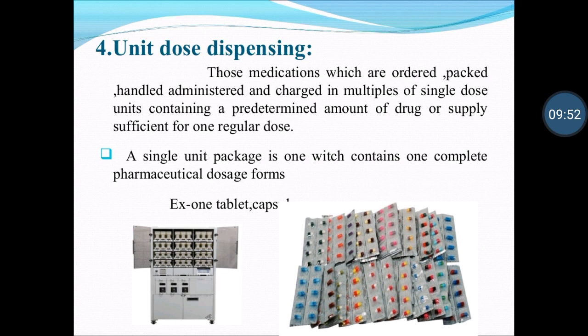If your ampoule contains 10 ml and you use 5 ml, that ampoule or parenteral drug can be damaged or wasted, so that should not happen with unit dose dispensing. The explanation given is that a single unit package is one which contains one complete pharmaceutical dosage form. The picture is given in terms of tablets and capsules, for example one tablet or one capsule. The remaining capsules or tablets can be used for other patients.